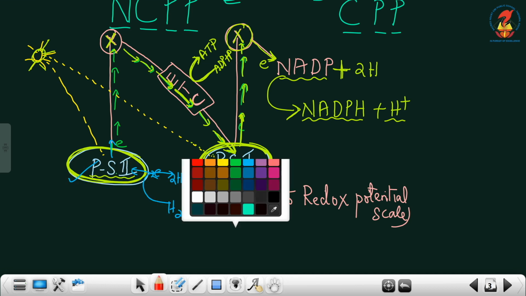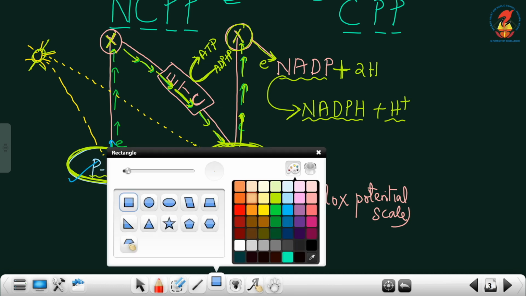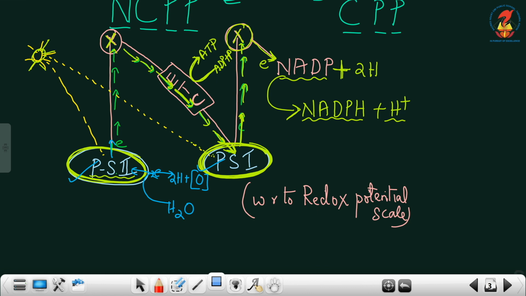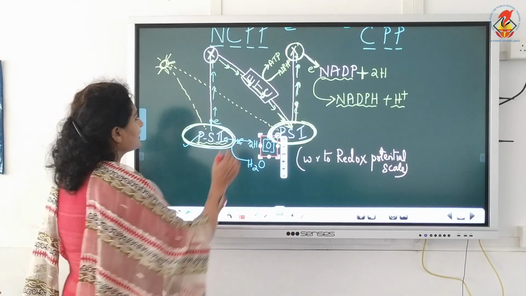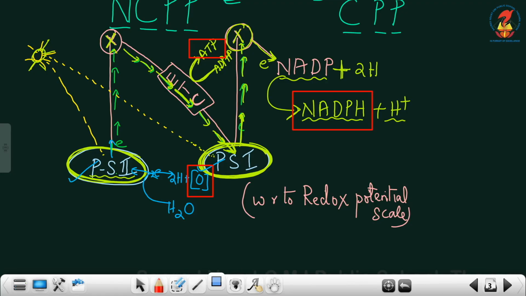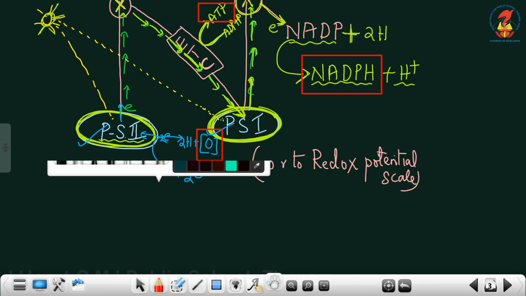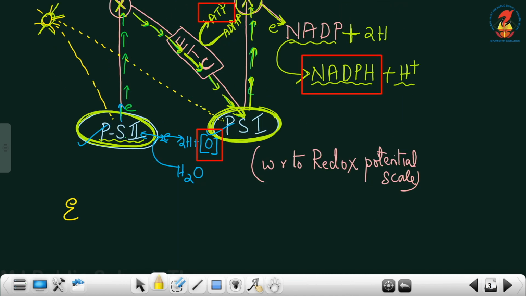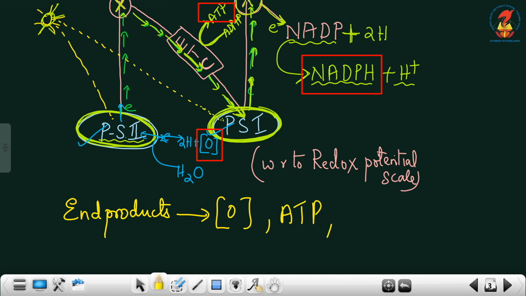I will highlight with a color which I have not used. Okay, first product is at this level, oxygen is one product. The next product is ATP, and the third product is NADPH. So I have highlighted the products. The products at the end of NCPP are oxygen atom. What else? ATP, energy molecule, and another energy molecule, NADPH.